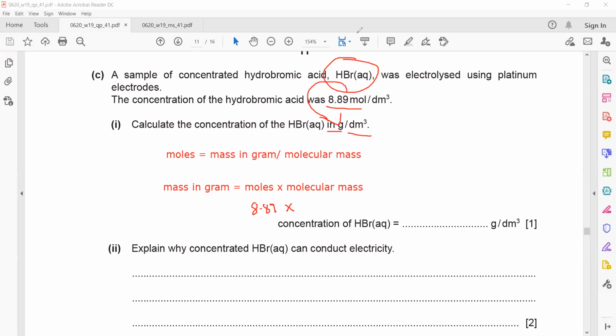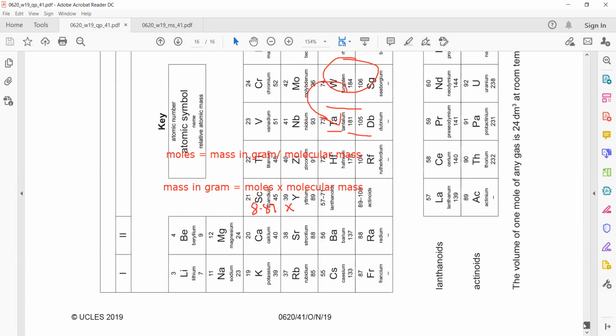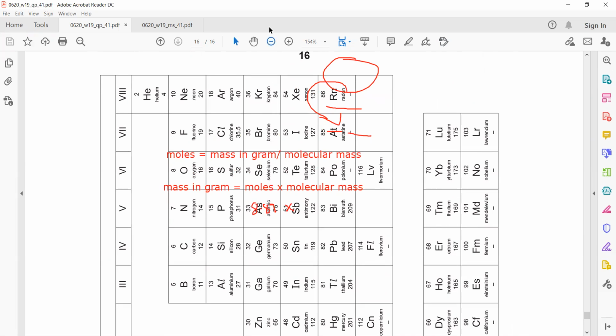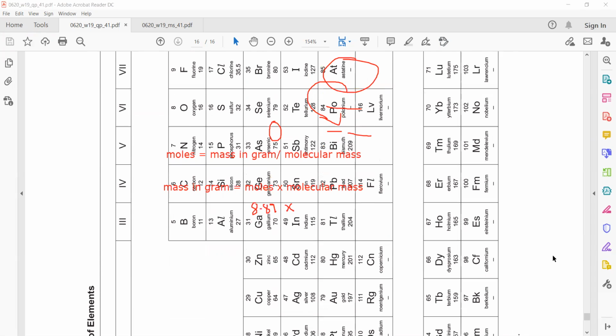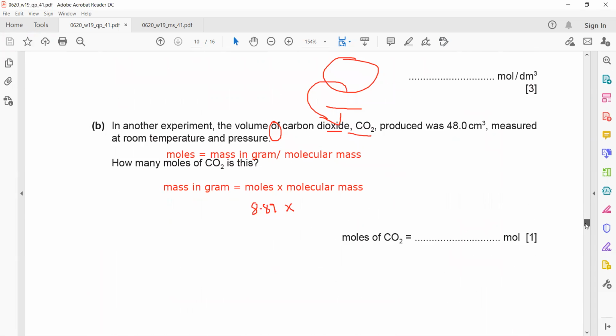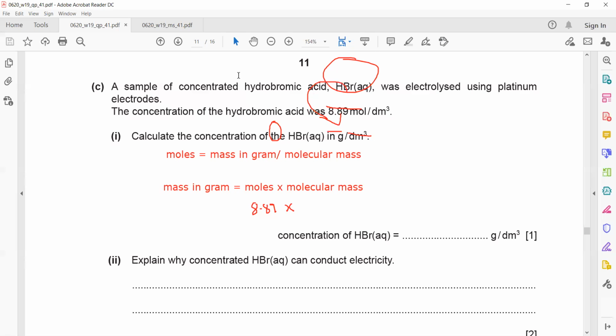So HBr is there. What you will do, you will use a periodic table. You can see we have bromine, which is 80, and the hydrogen is 1. So 80 plus 1, that will make 81. So this mass will be 81. So 8.89 multiplied by 81 will give us mass in gram per dm cube. That will be equal to 720 gram per decimeter cube.